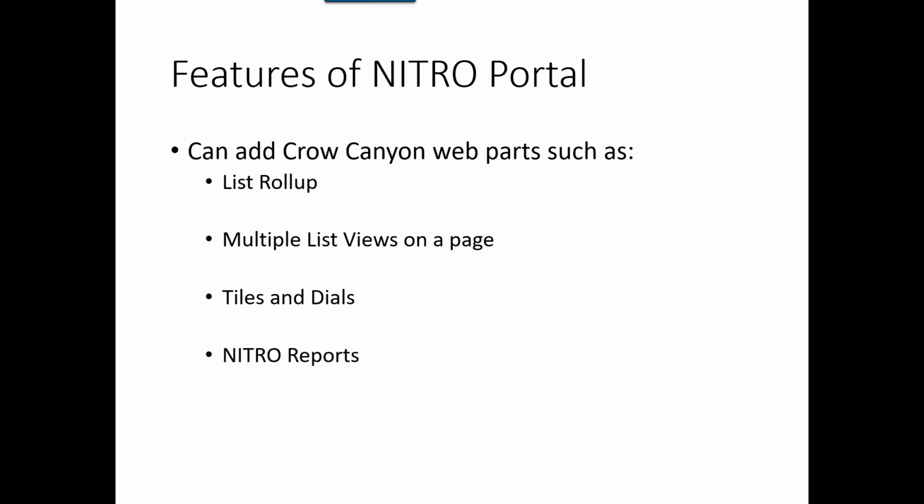All right, and so as I mentioned, with the Nitro Portal, you have these functions where you can add the list rollup tool, you can add multiple list views on a page, you can add tiles and dials, you can have Nitro reports. These are things that you don't necessarily get on the Power Portal. So that's where the Nitro Portal really comes into play as being a better interface, more flexible interface, and more that you can do with it.